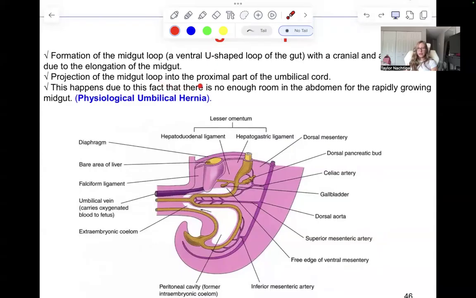The midgut will end up looping into the umbilical cord as it grows because there's not enough room in the abdomen for the rapidly growing midgut. This is known as a physiological umbilical hernia.